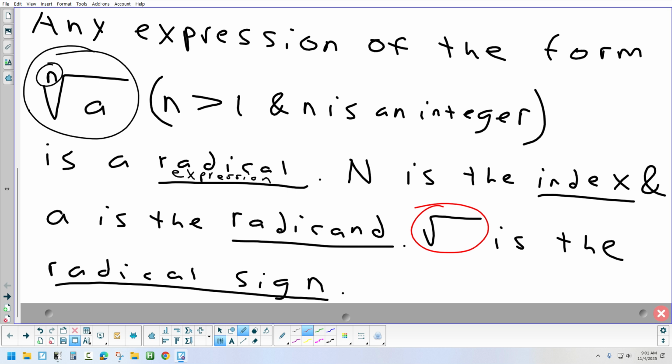Okay, so a radical equation is made up of several parts. It has a radical expression. In that expression, there's an index and a radicand. So those are some different terms that we'll be using. Any questions on those terms?